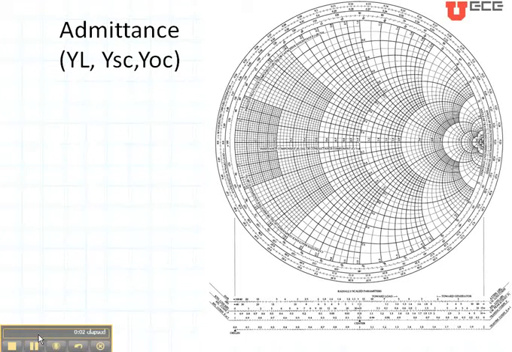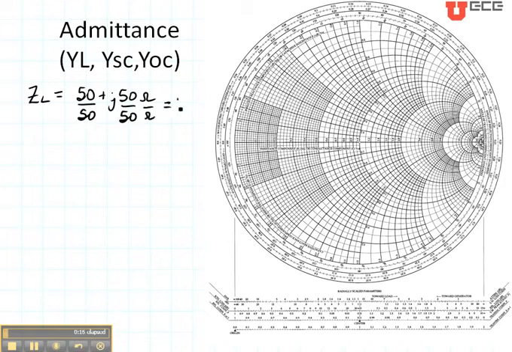Now let's talk about how to find the admittance on a Smith chart. I'm going to begin with the example where ZL was 50 plus J50 on a 50 ohm transmission line. So it was 1 plus J1, which we plotted right here on the Smith chart. This was ZL. If I want to find YL, that is 1 over ZL.